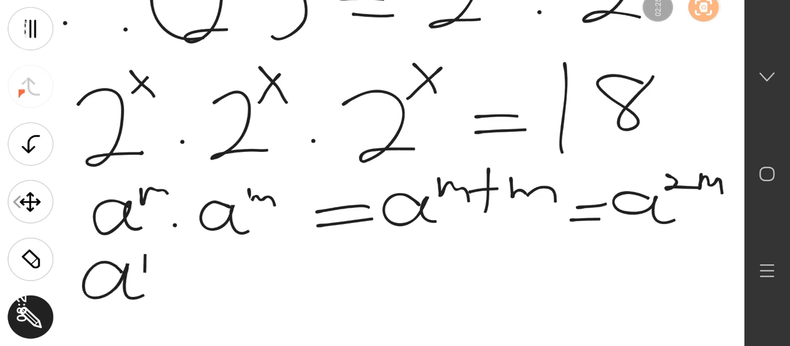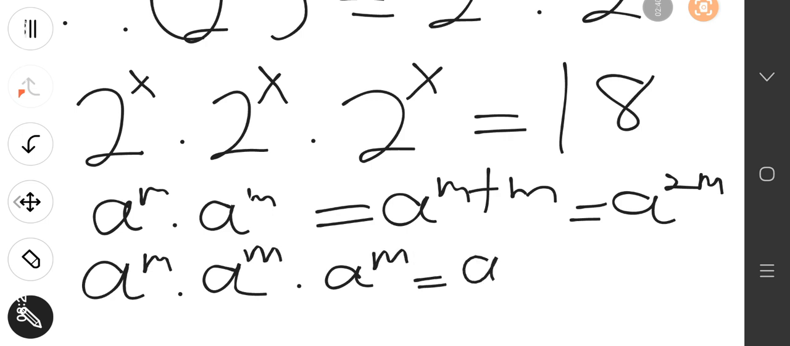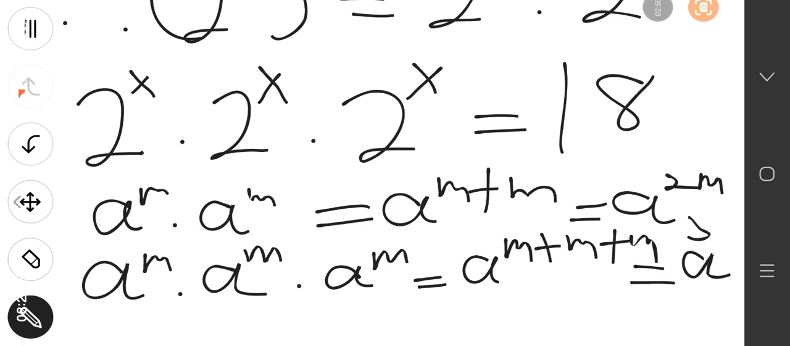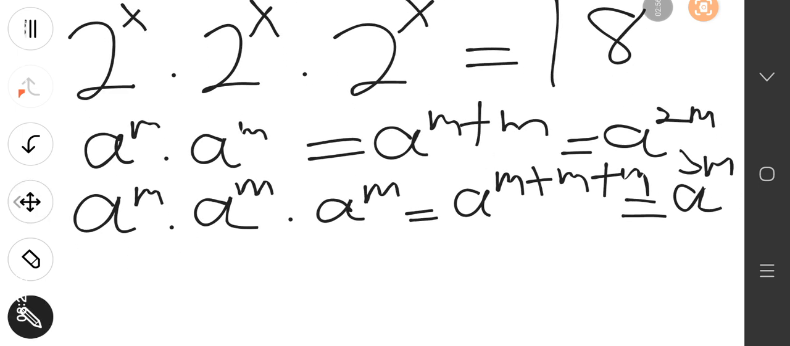So if you have a exponent m times a exponent m times a exponent m, according to the rule, we are going to have a exponent m plus m plus m, and this gives us a exponent 3m. All right, now let's proceed. So you're going to have 2 exponent 3x equals 18.